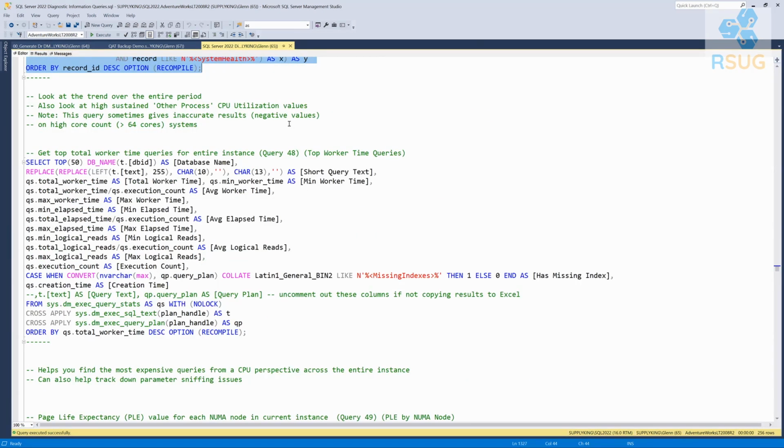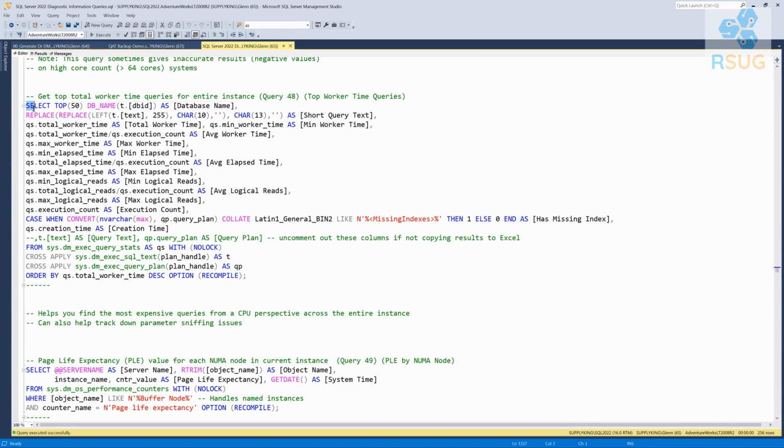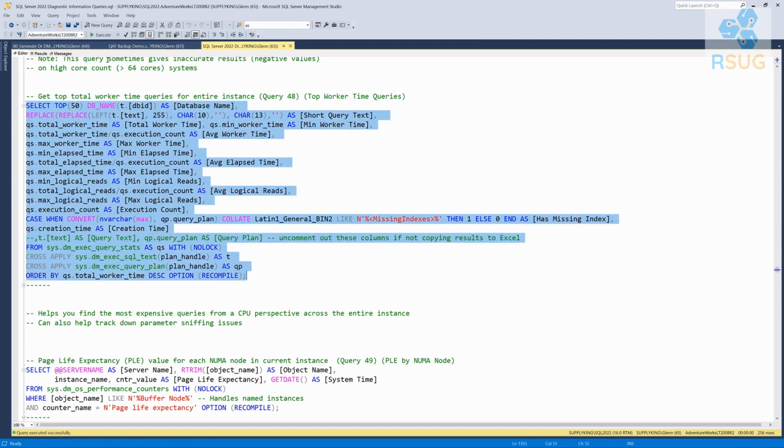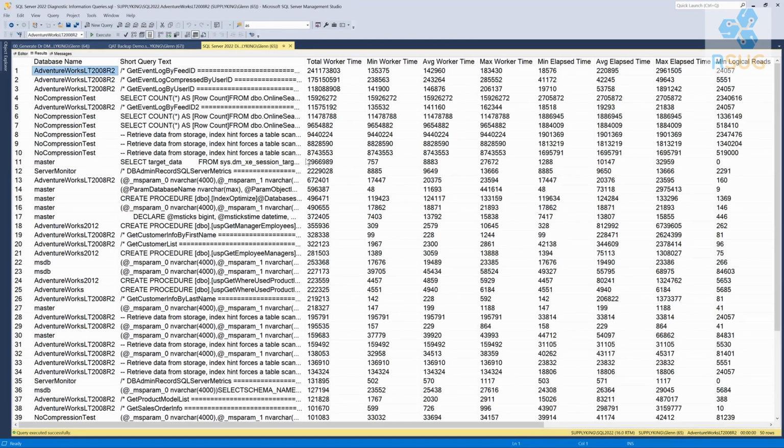Okay. So if you did see that it looks like you're under CPU pressure, this next query would show you which queries across the entire instance are using the most worker time. And worker time is CPU time. So it shows you which database, and then you get the short query text, and it's ordered by total worker time.